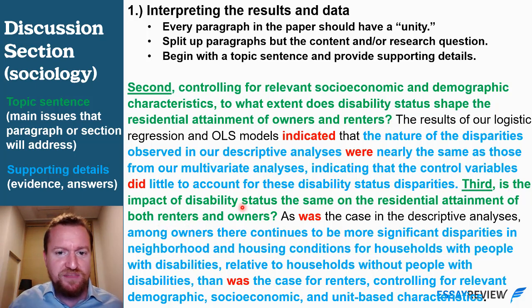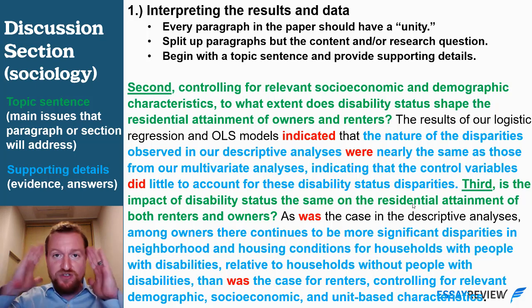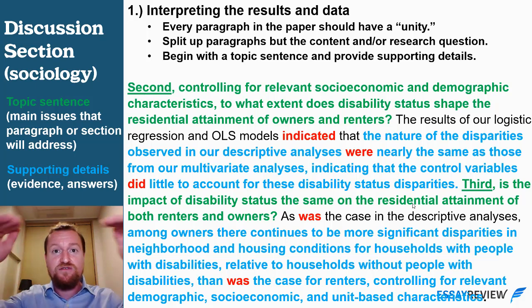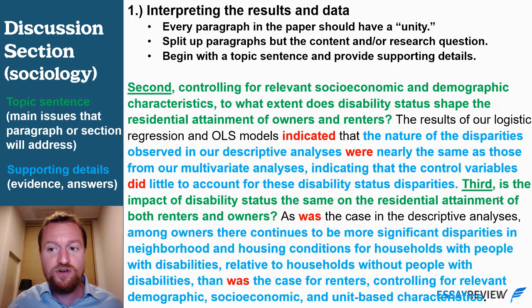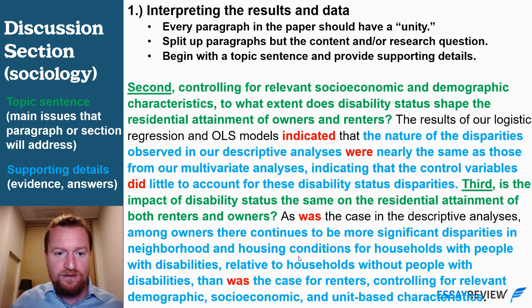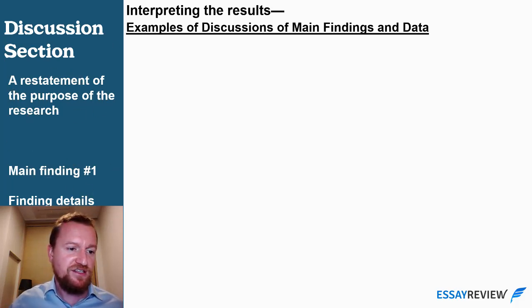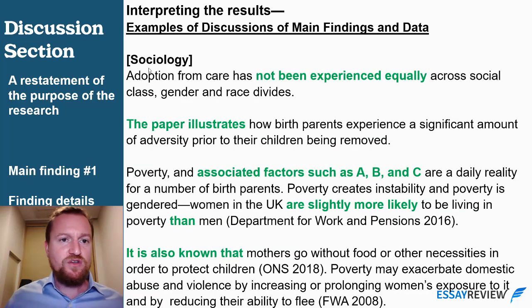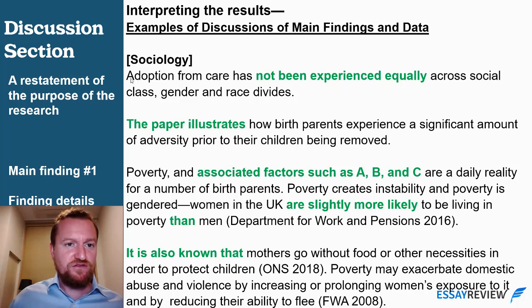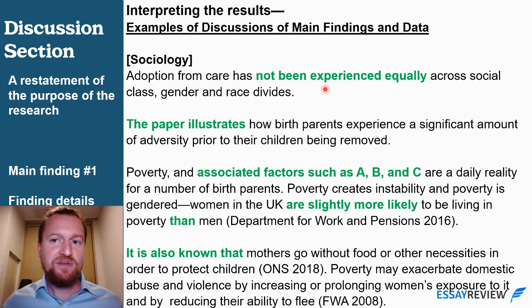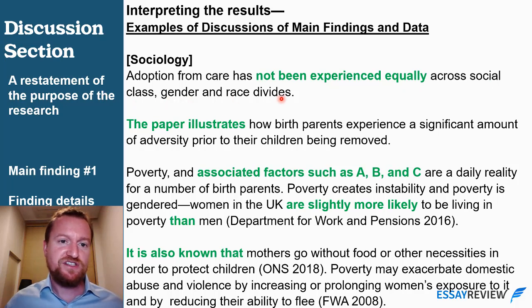Third, is the impact of disability status the same? So again, we're using first, second, and third to give the reader a mental picture, a mental scaffolding of the order of the discussion. Okay, so we'll just see a lot of examples here. First, you'll have a restatement of the purpose, main finding 1, finding details, further details, and form phrases are in green. So in sociology, here's the first sentence. Adoption from care has not been experienced equally across social class, gender, and race divides.